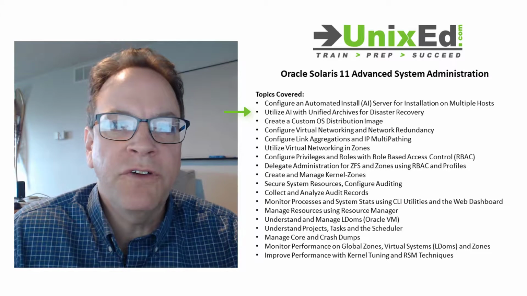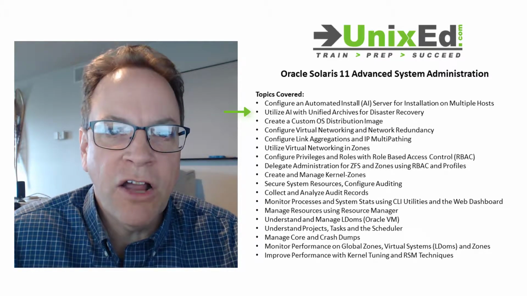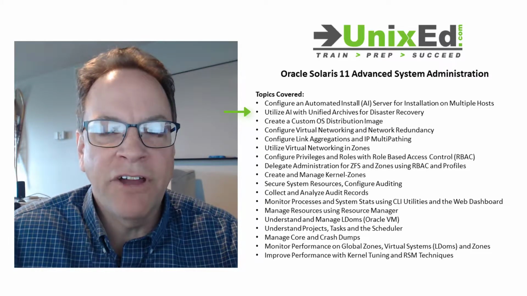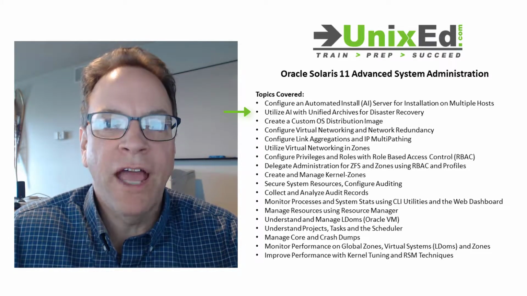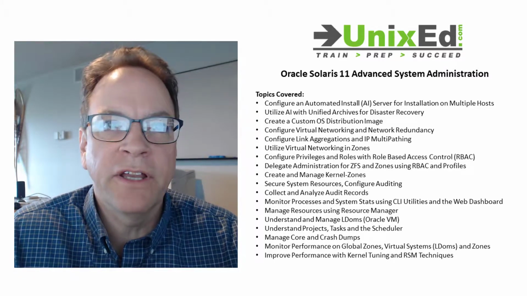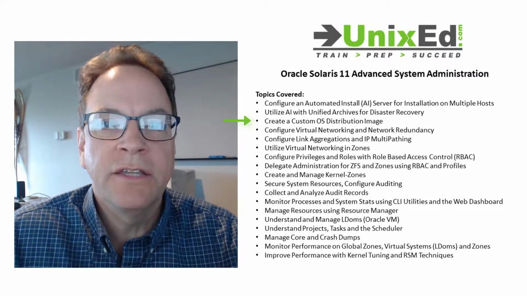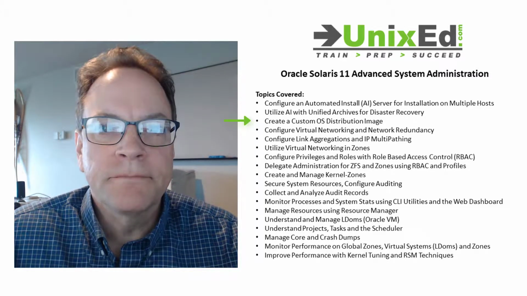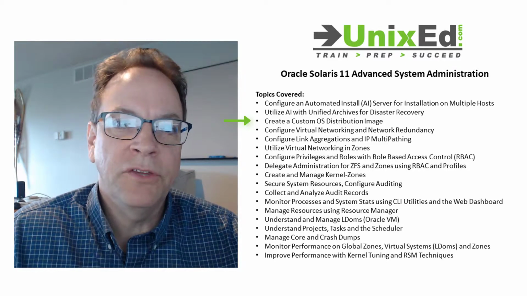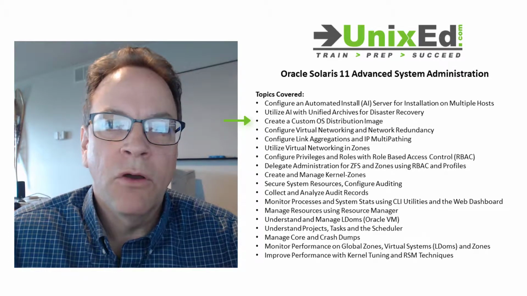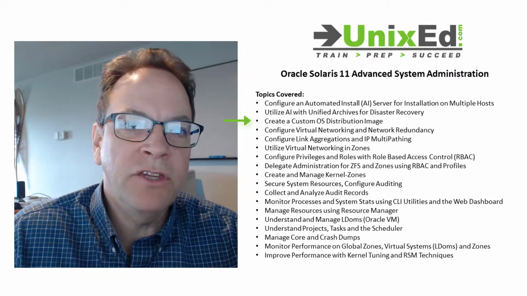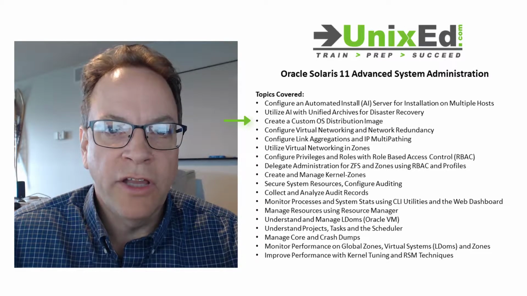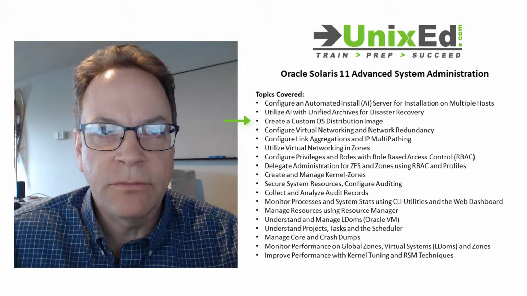I'll teach you how to use the Unified Archive utility to create archives of running systems and use that archive in an AI environment to deploy an archive if you ever have to recover a system in a disaster recovery environment. I'll also show you how to use the distribution constructor, the Solaris tool used to create your own installer. This installer can be used to install systems from a DVD or from a USB drive, but it's going to be better than using Oracle's installer because it's going to be your own configuration, installing your packages and your SRUs.